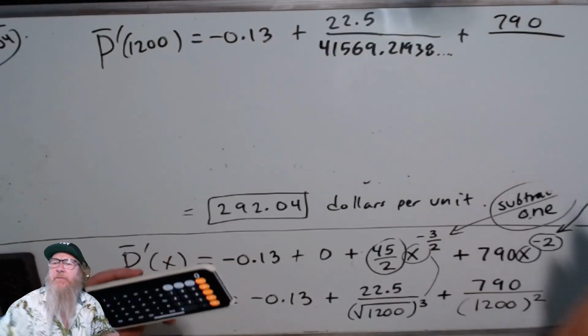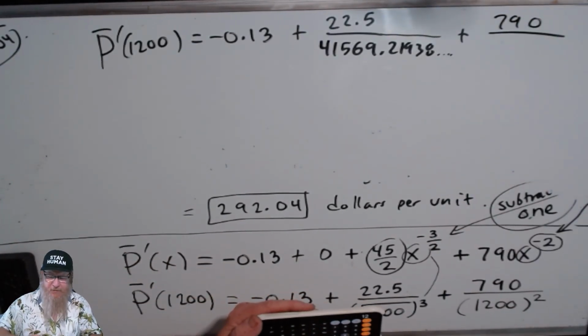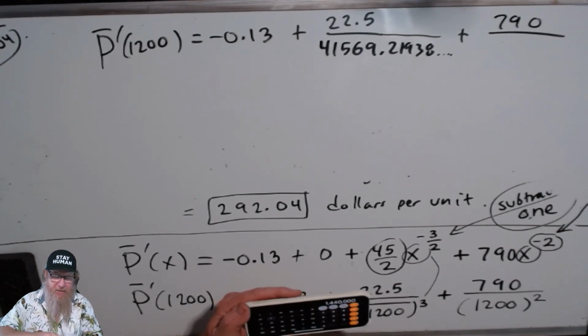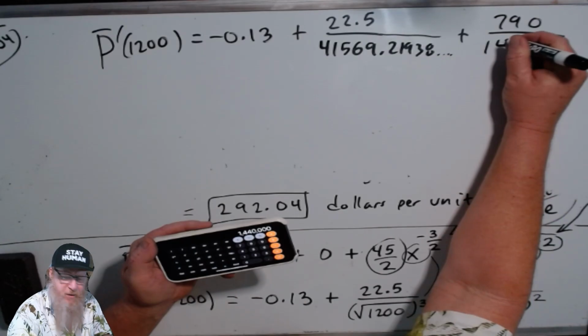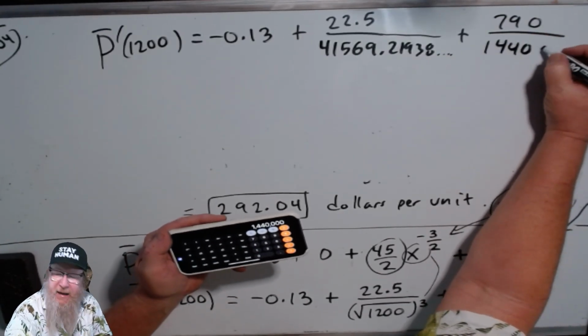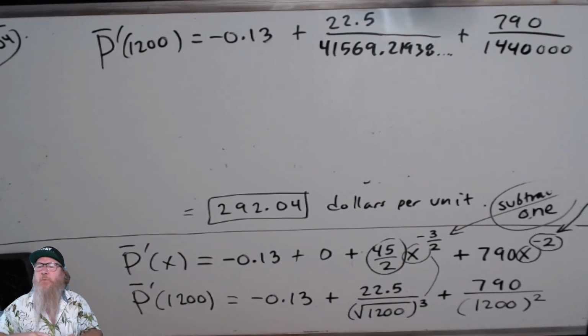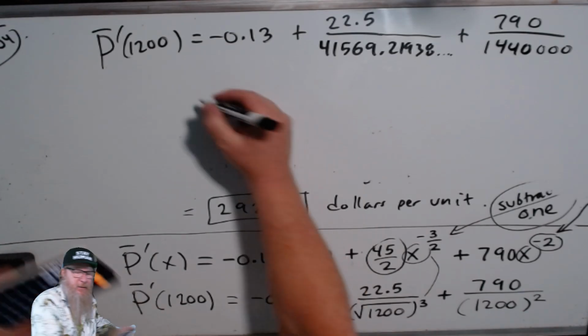790 over 1200 squared. Now that's not square rooted. That's just straight up squared. That's 1,440,000. Yeah, it's like 12 times 12, 144. It's 1,440,000.